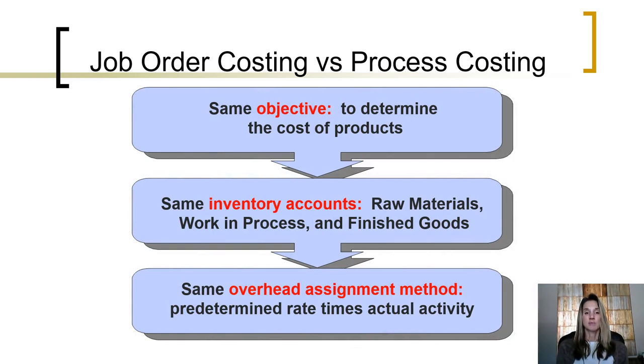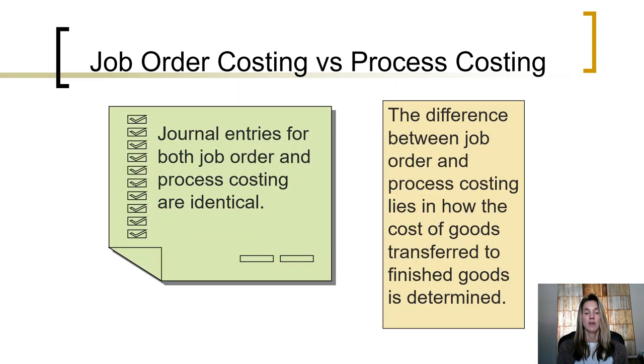These two costing systems have the same objective: to account for and determine the cost of products. They use the same inventory accounts: raw materials, work in process, and finished goods. They still assign overhead exactly the same way. Predetermined overhead rate is used times the actual cost driver activity. The journal entries are exactly the same for a job order and a process costing system.